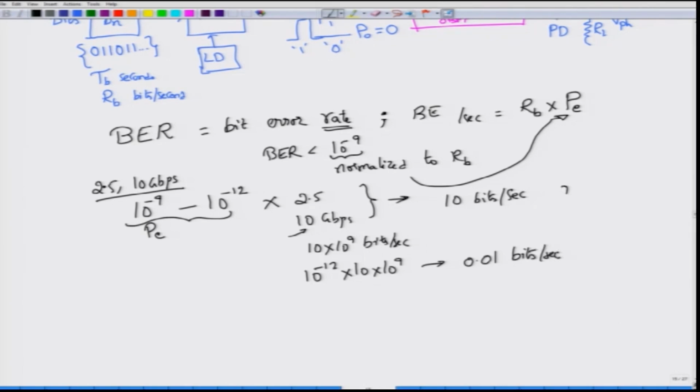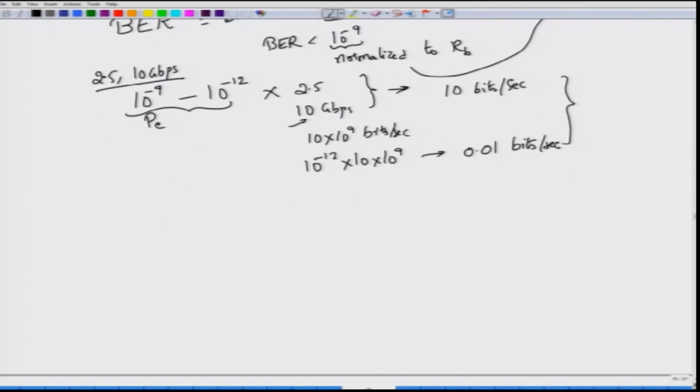So, these are the typical values that you would have seen about 10 or 15 years ago when you had commercial 2.5 Gbps and 10 Gbps systems in operation. These values turn out to be very nice. However, in modern optical communication systems, we normally fix this probability of error, or the normalized bit error rate, to 10 to the power minus 3 to 10 to the power minus 4.